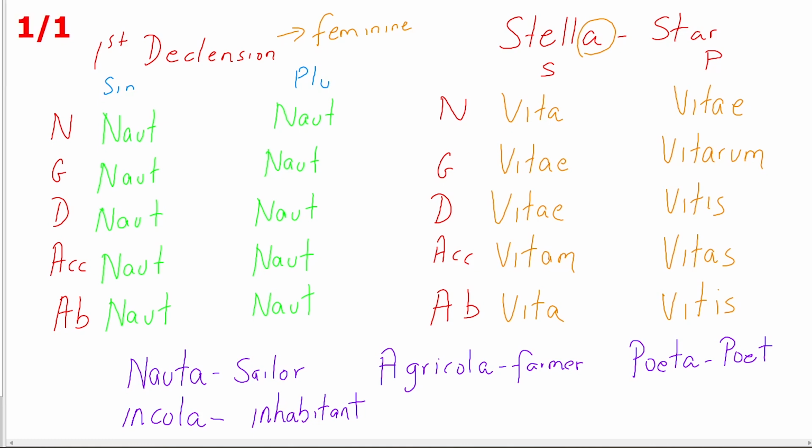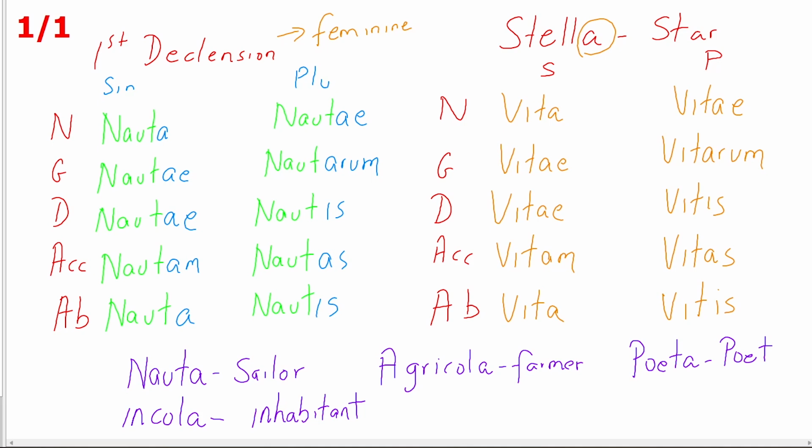So how would nauta be declined? Nominative would be nauta, genitive nautae, dative nautae, accusative nautam, ablative nauta, plural nautae in the nominative, genitive nautarum, dative nautis, accusative nautas, and ablative nautis.